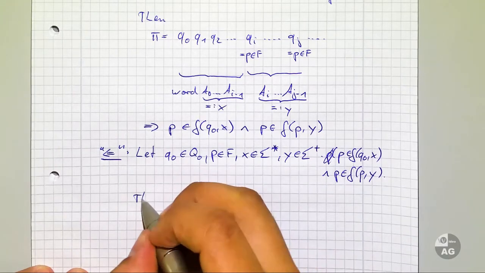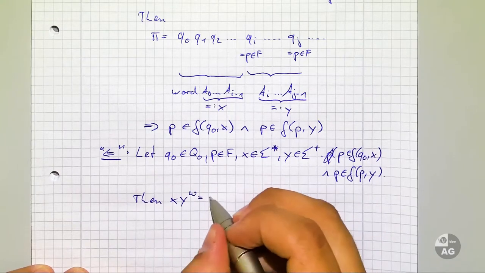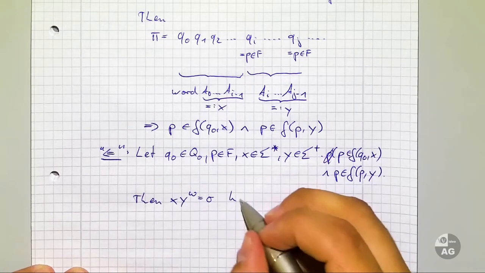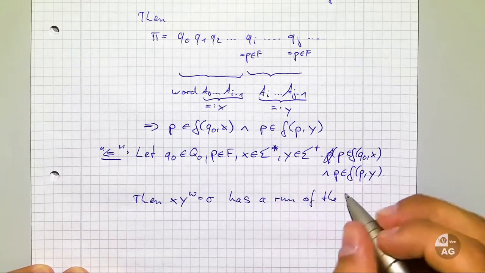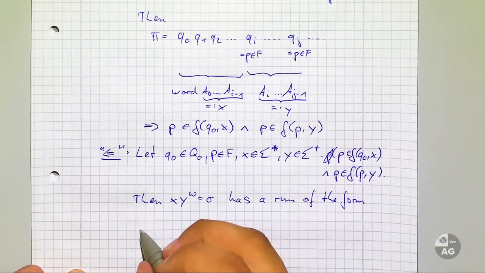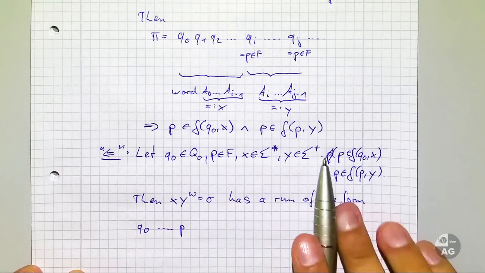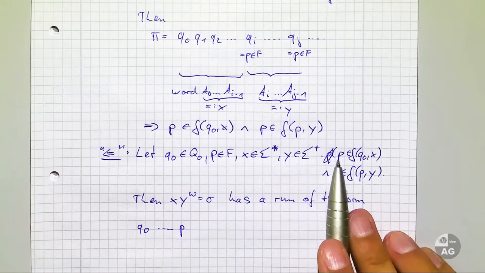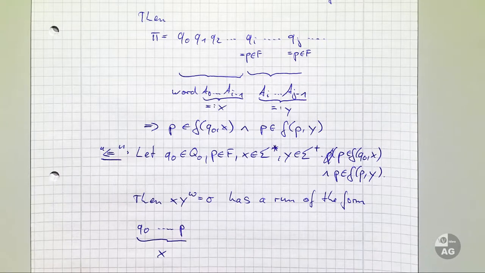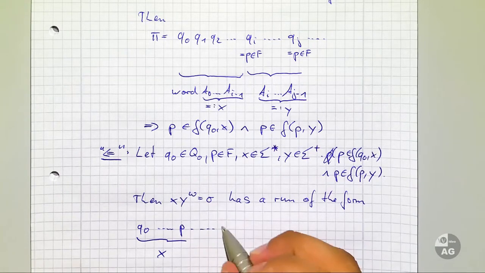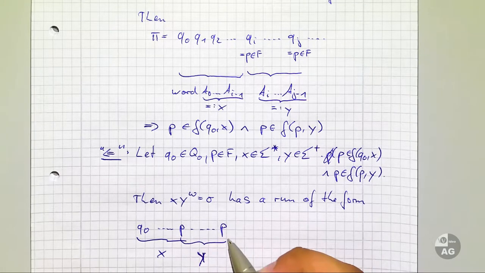Okay, but then let's look at the word x y to the omega. Let's call it sigma. And now it must have a run of the form q0 ... up until p, right? Because this condition says by reading x, we can go to p from q0. So by reading x, we can make that move. And then from p, we can go to p by reading y, and we can repeat that.